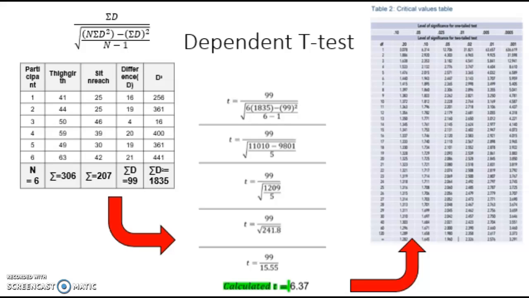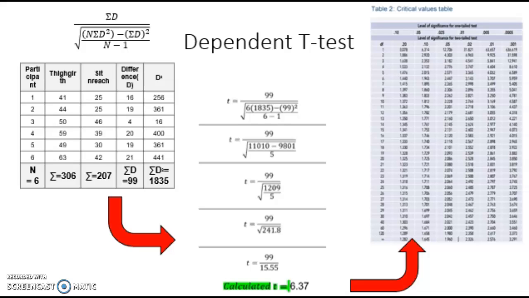You must also calculate the sum of the differences and square this number. You take this away from the previous equation. You then divide this answer by n minus 1 and square root the answer of this. Then you divide the sum of the differences by this answer. Once you calculate this, you calculate your degrees of freedom, which is n minus 1, which equals 5 here. And you look down and you find the level of significance for 0.05.